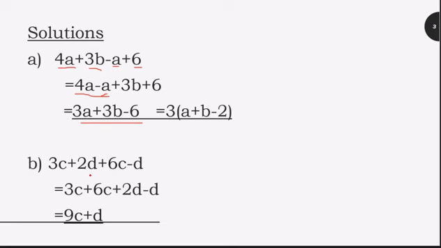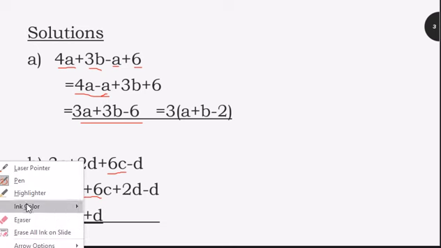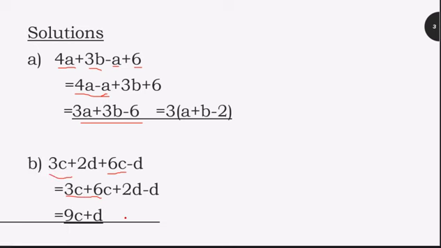3c plus 2d plus 6d plus 6c minus d. Here we get the like terms, we put them together. 3c and 6c. We bring them here. 3c plus 6c. What do we have? We have a 9. We have 9c plus 2d minus d. We bring the d's as well together. We have 2d minus d.